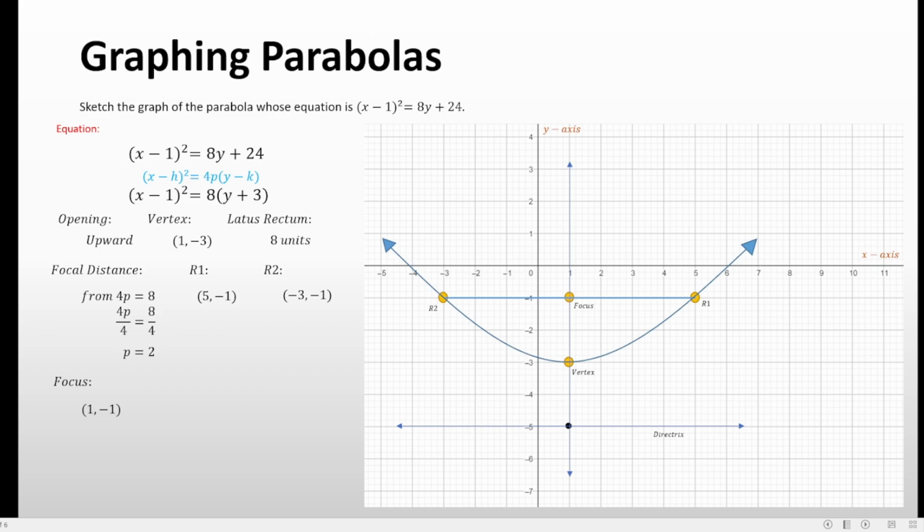Then we have the directrix here. In the directrix, this is a line. So you should get the equation of the directrix.